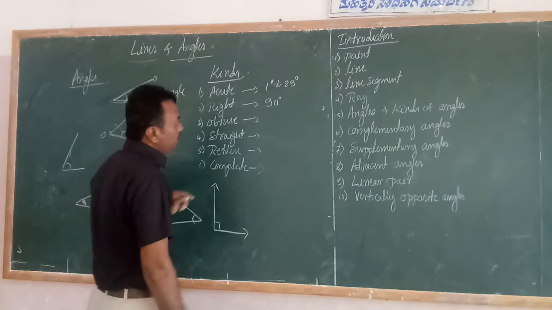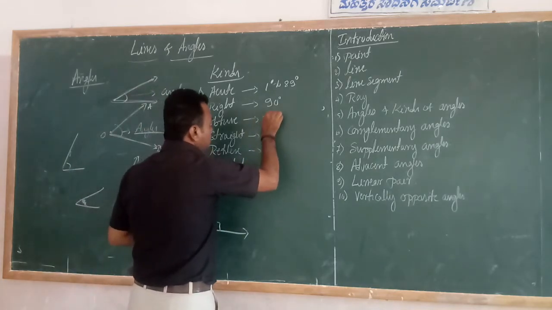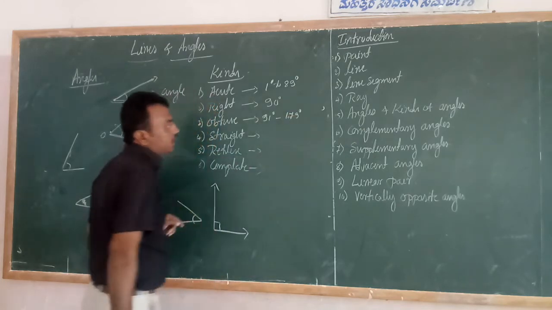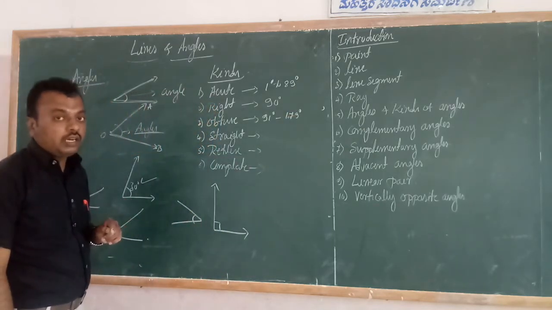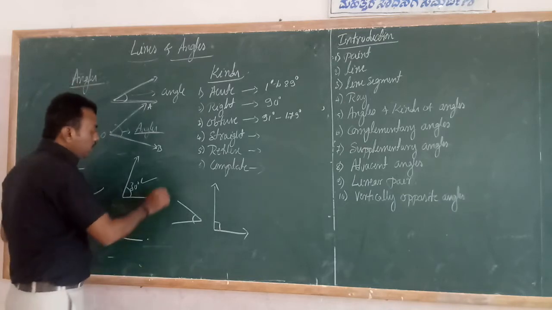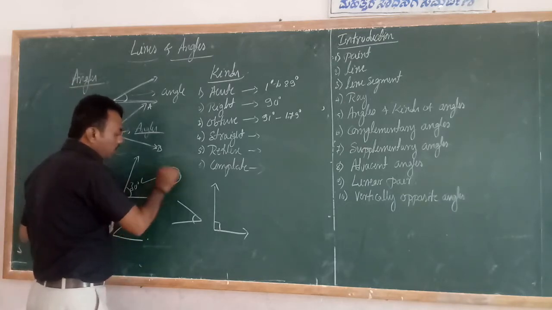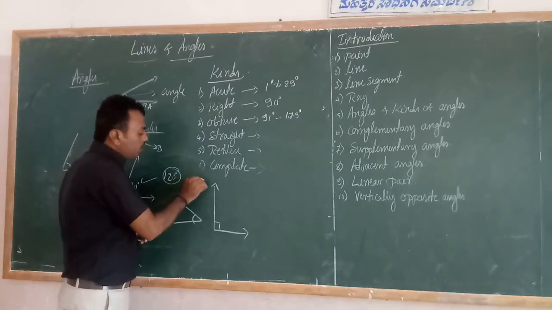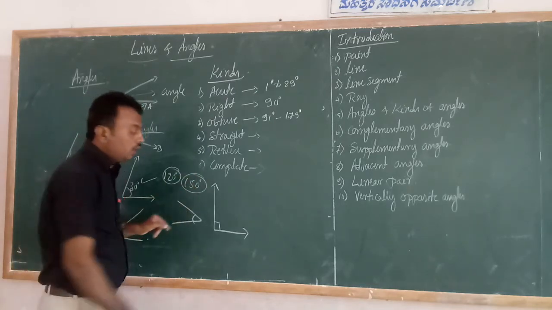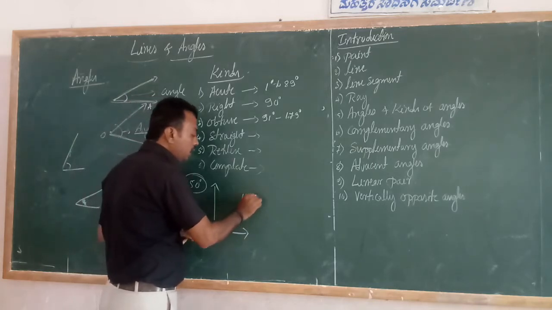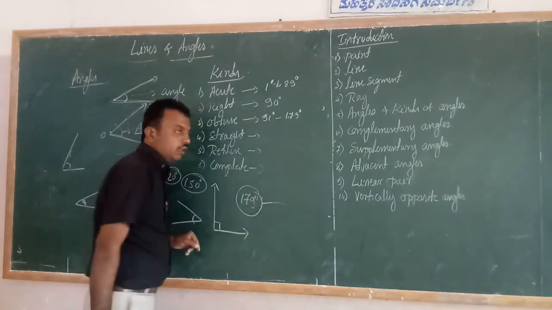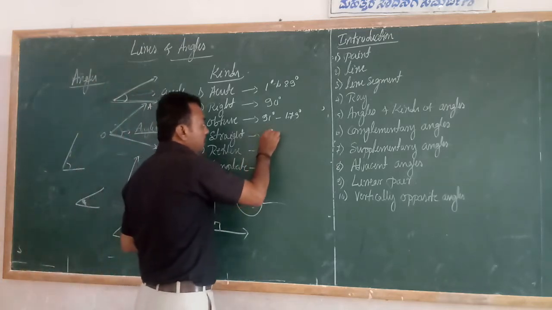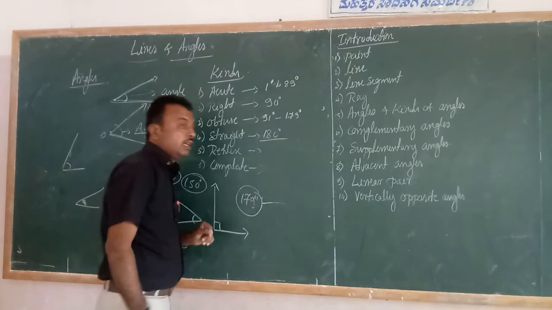Obtuse angles mean the angle measures from 91 degrees to 179 degrees. For example, 120 degrees is an example of an obtuse angle. 150 degrees is an example of an obtuse angle. 179 degrees is also an obtuse angle. 180 degrees is not an obtuse angle. It is called a straight angle. An angle that measures 180 degrees is called a straight angle.